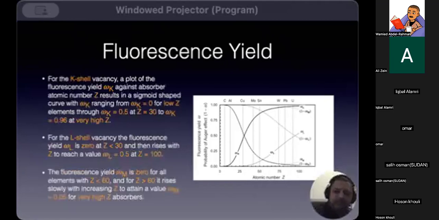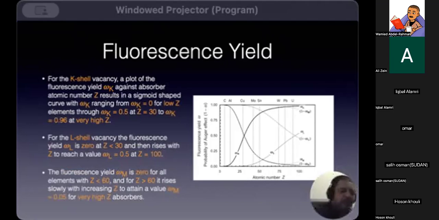So these are the graphs that plot the fluorescence yield. The important one that we're going to focus on in the future is the one for the K shell. So we have omega K. That's the fluorescence yield graph for the K shell. Omega L is for when we had the vacancy in the L shell, and omega M when the vacancy is in the M shell. This is the important one.